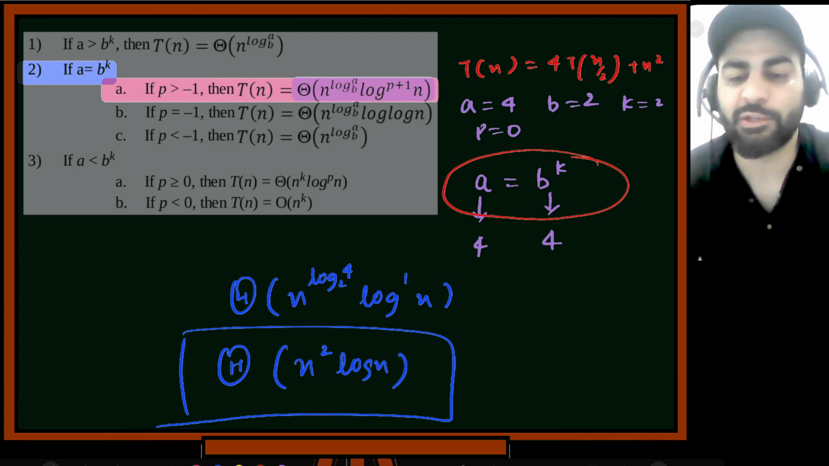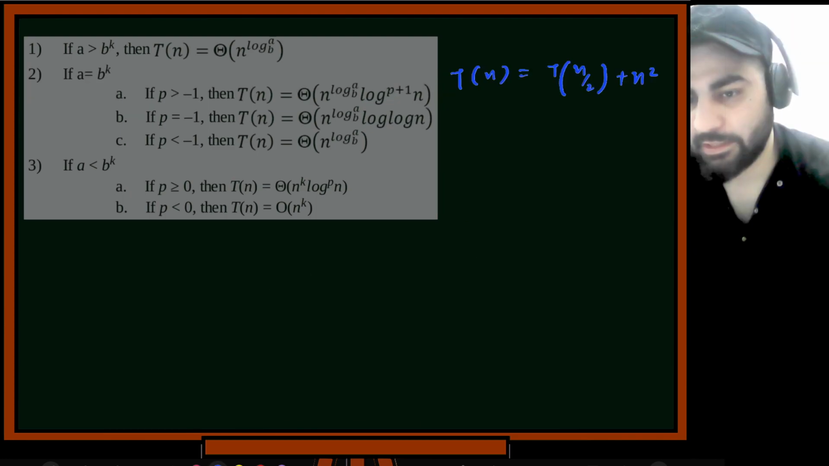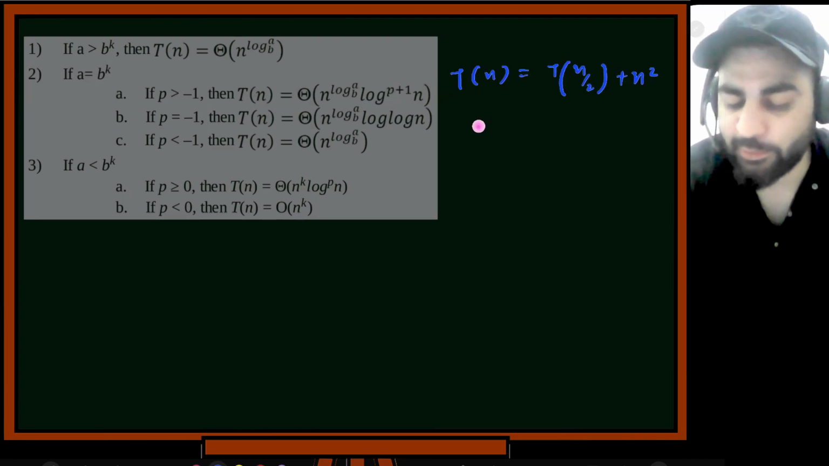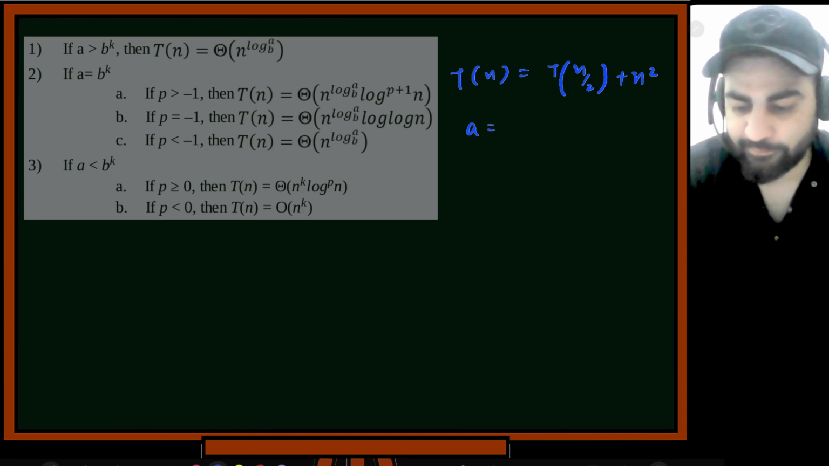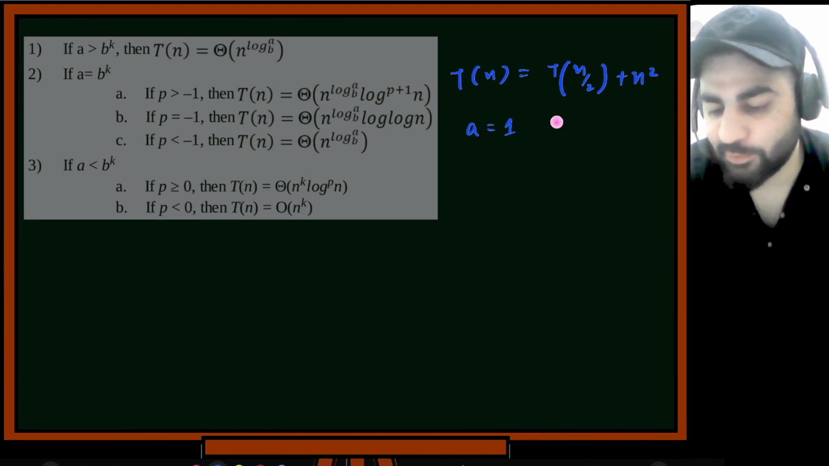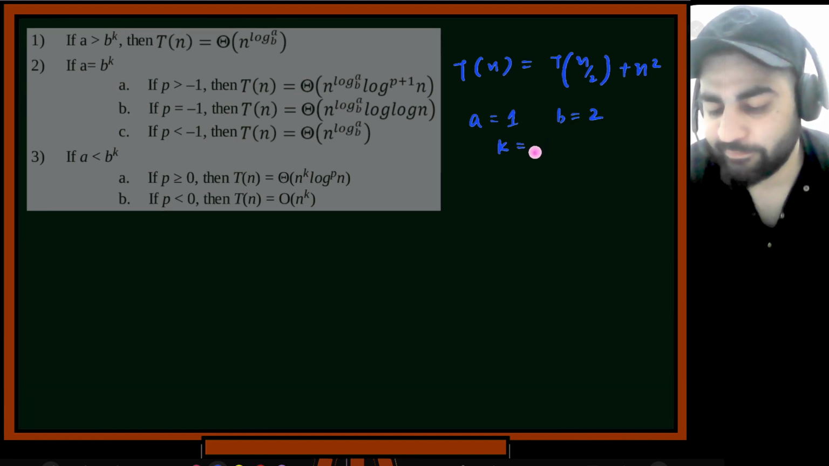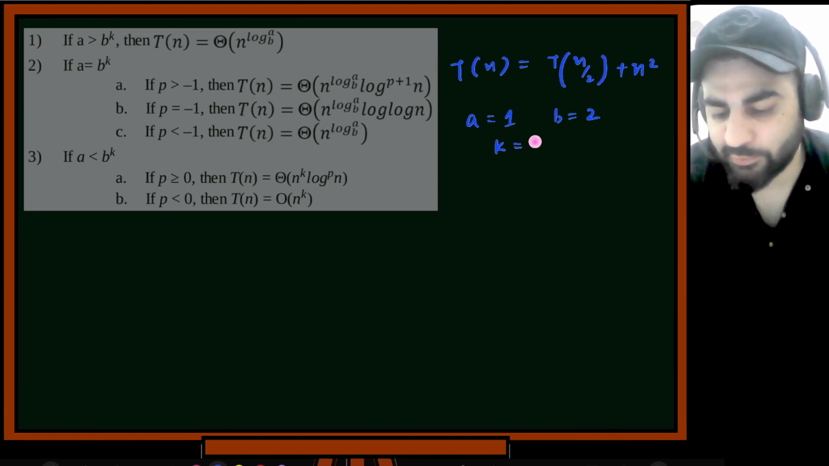So how many of you understood this now? Just help me. So what is a equal to here? Sir, a is equal to 1. Okay, b is equal to 2, okay, k is equal to... k is also equal to 2. p is equal to... Sir, p is 0.